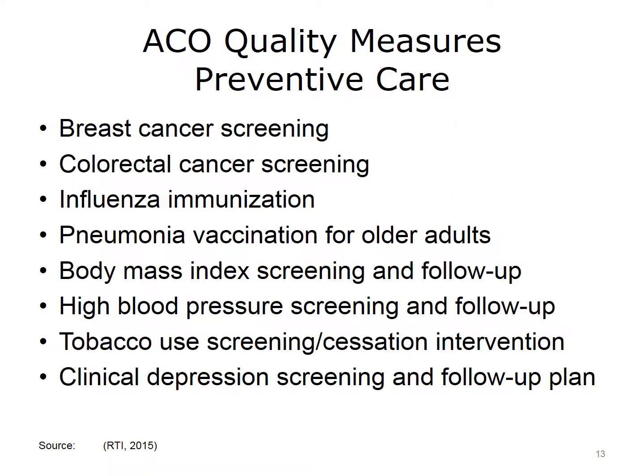The final domain of ACO quality measures focuses on preventive care. The measures include things like immunizations and also screenings and follow-up plans for conditions such as obesity, body mass index, tobacco use, high blood pressure, and clinical depression. These measures are typically identified through data collected in clinical information systems.